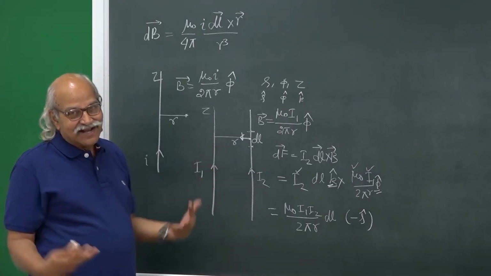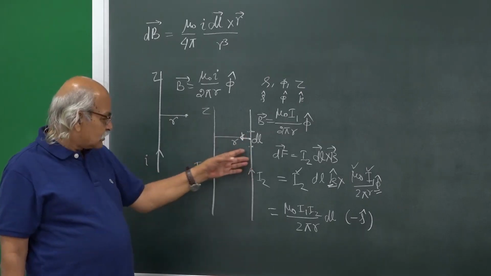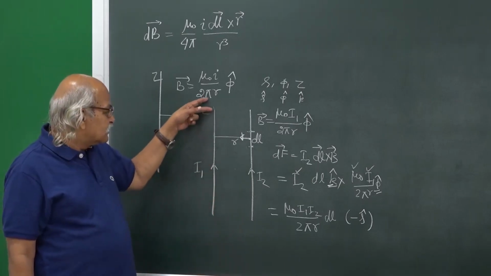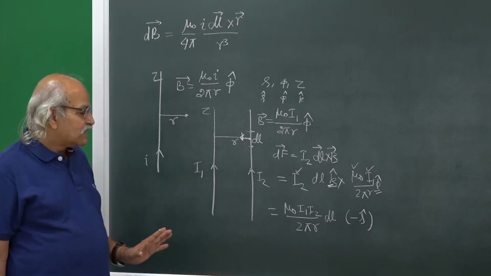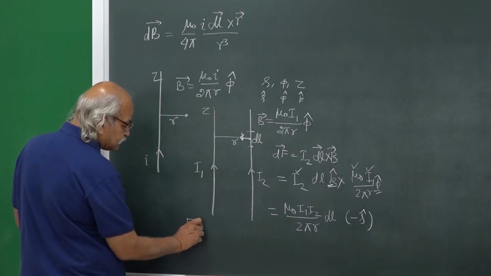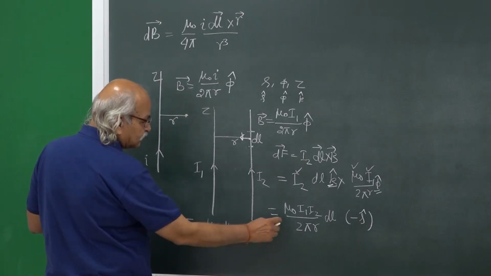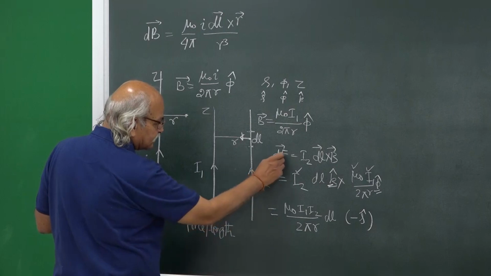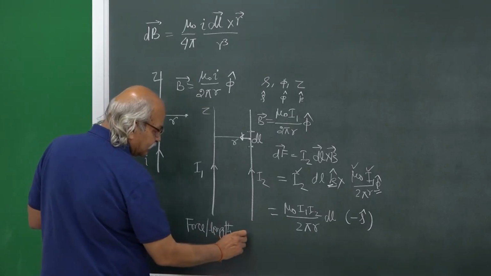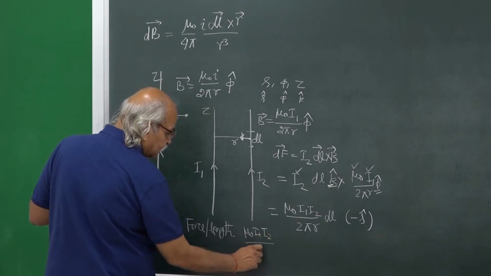These two wires will attract each other. Every element on this wire will experience a force towards this other wire, and similarly every element of this wire will experience a force towards the other wire. So, the parallel currents attract, and the force per unit length of any wire, this is dF divided by dl, so force per unit length is mu naught I1 I2 divided by 2 pi r.